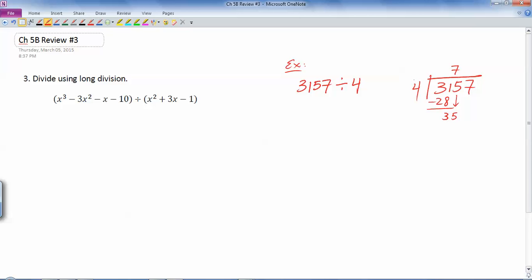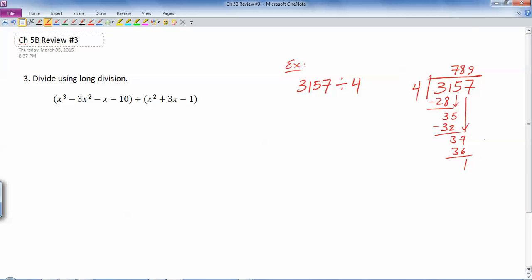So then you say, well, how many times does 4 go into 35? 8. And so 8 times 4 is 32. And then you subtract the 32. So we get 3 here. And then you bring the 7 down. So then we say, well, how many times does 4 go into 37? 9 times. So 9 times 4 is 36. And then you have a 1.